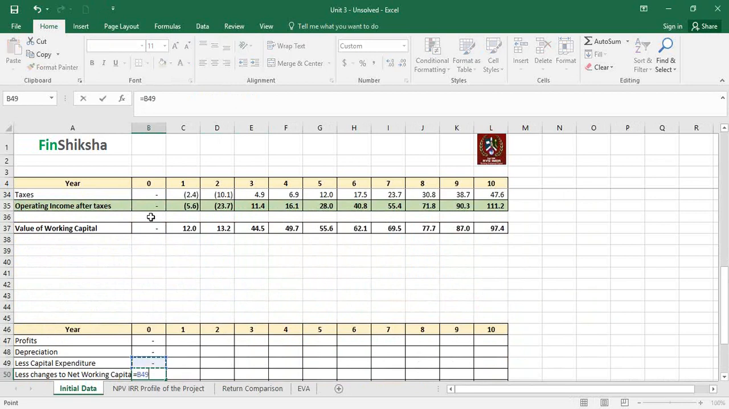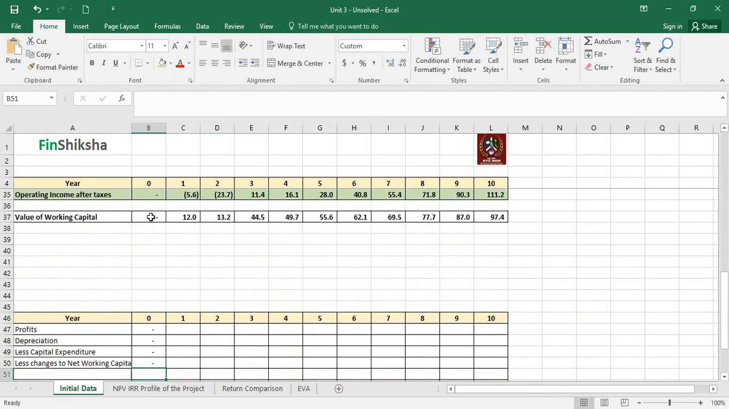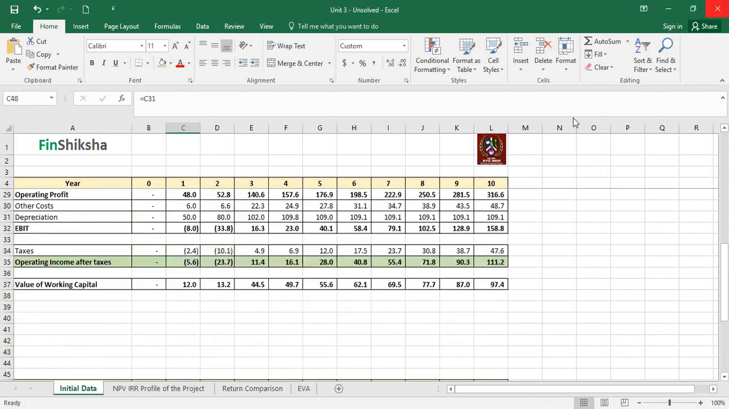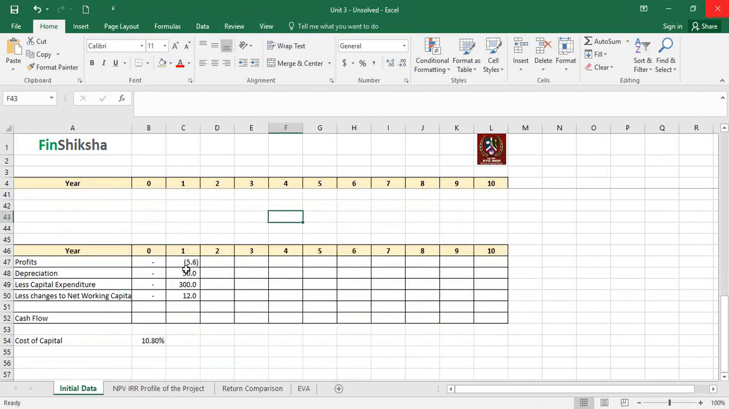Less changes in net working capital. Initially, that's going to be 0. Next year, that's going to be this year minus the previous year, right? That's the value we're going to put in changes in net working capital. That's the value we're going to bring in. Let's extend this further. We have the data points available for the year, right? Okay, so that's available here.